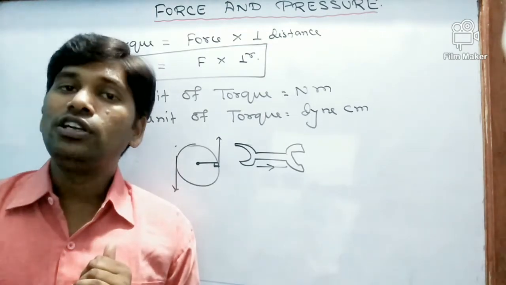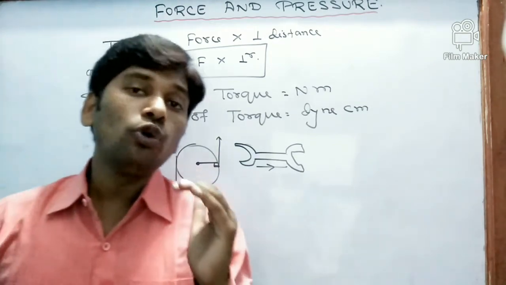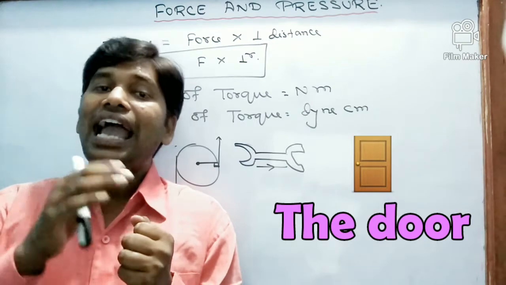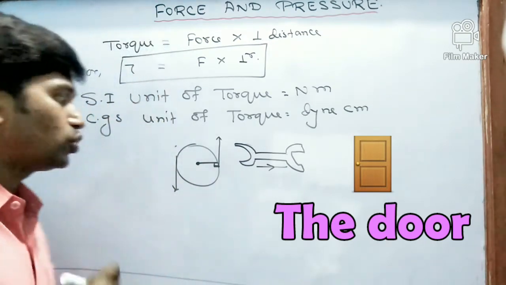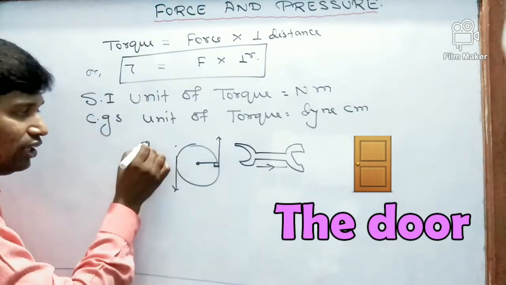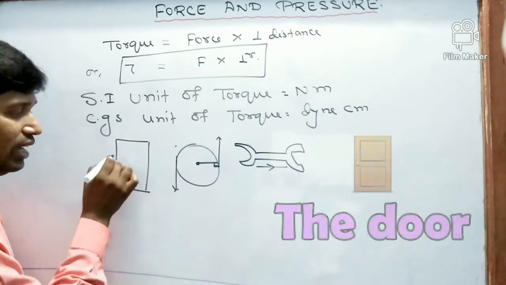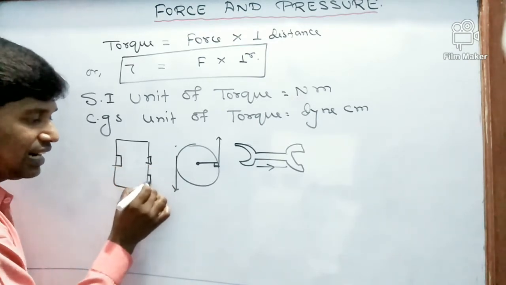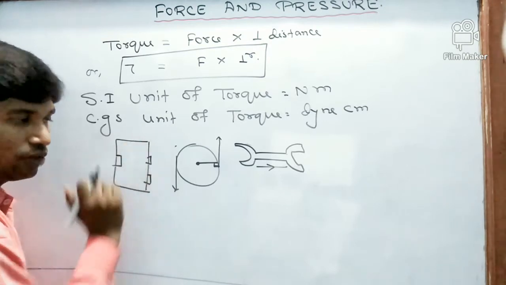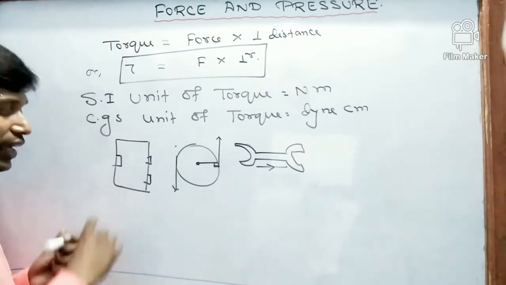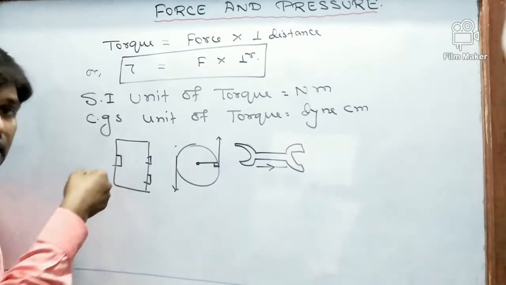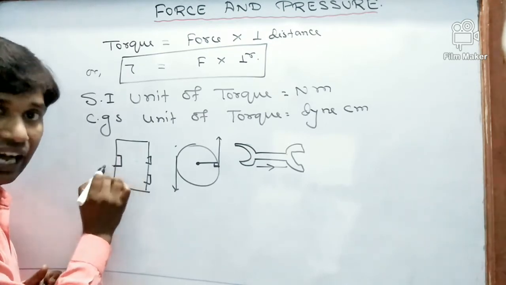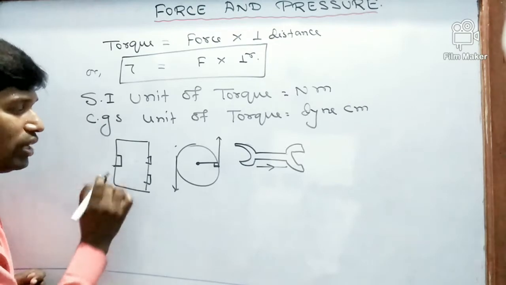For more examples, the knobs of a door are always provided at its edge. Why so? Look at this. If the door is this one, the knobs are provided at one side, and these sides are the hinges, meaning the fixed axis of the door. So if we are opening this door by holding at the other edge, what is happening?